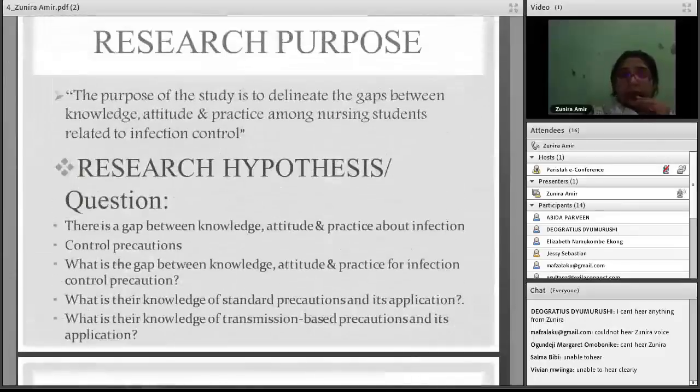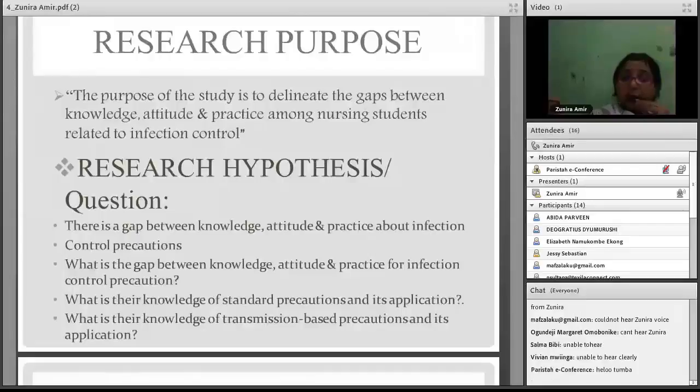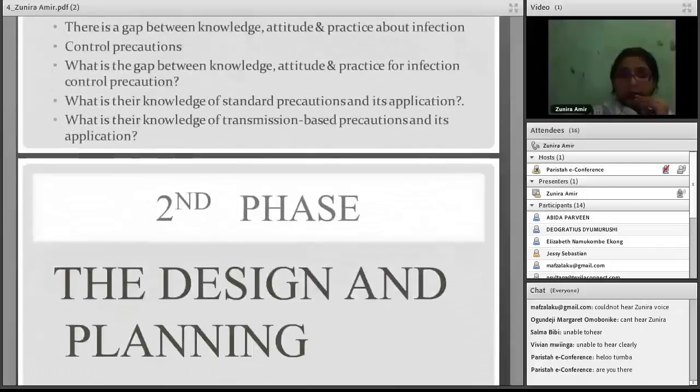The purpose of the research is to find the gap between knowledge, attitude and practice among nursing professionals and nursing students. The research hypotheses concern the gap between knowledge, attitude and practice about infection control. What are the gaps between knowledge, attitude and practice for infection control precautions? They are the knowledge of standard precautions and its application, and the knowledge of transmission-based precautions and its applications. These are all the hypotheses.